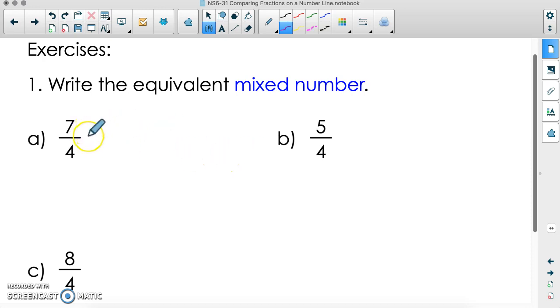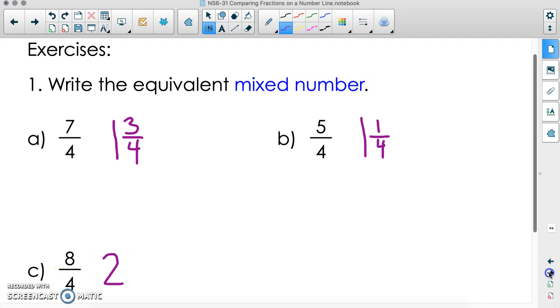Okay, so hopefully you've worked through these, and let's just go over the answers quickly. So for A, you should have found the equivalent would have been 1 and 3/4. We're going to go into B. So B, the answer you should have found should have been 1 and 1/4. And you should have found for C the answer to have been 2.